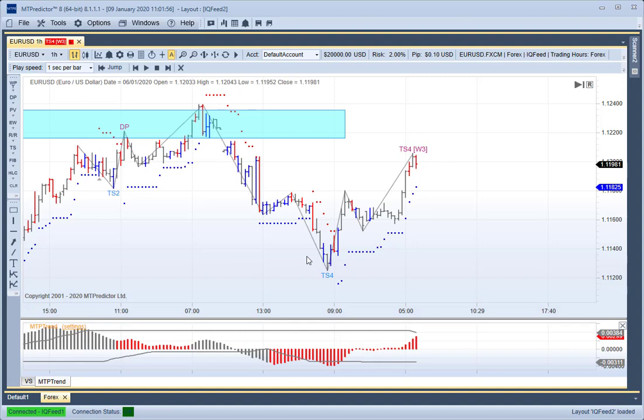Therefore, we deem the large degree trend is down. This is confirmed by our MTP trend, which has gone red, so therefore we'd be looking for sell setups and not buy setups. So obviously you would want to ignore this particular setup.